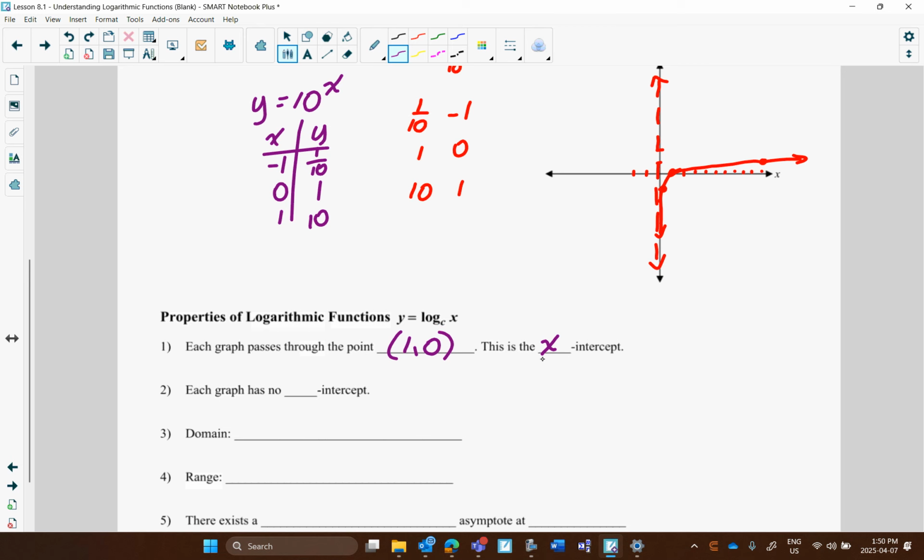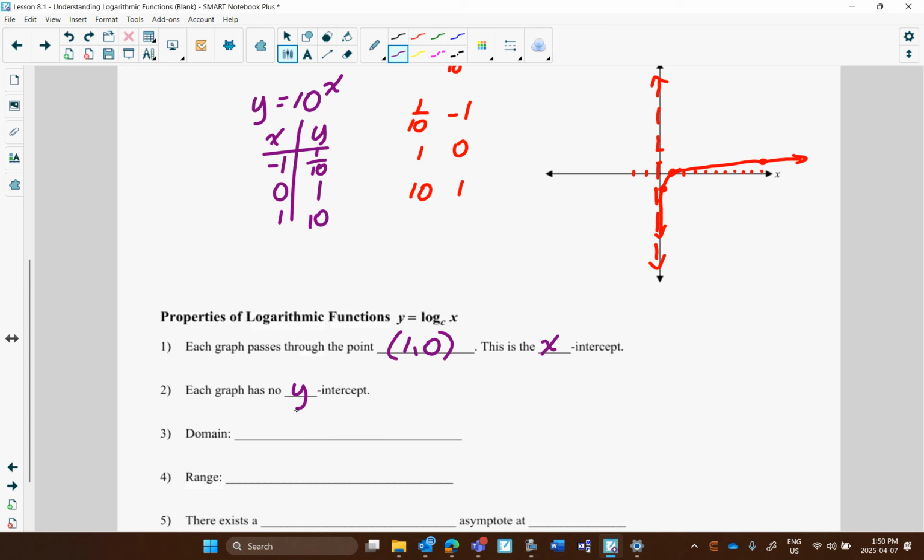Remember, the exponential one had an asymptote on the x-axis, so y never got to 0. So there was no x-intercept. Here, it's the reverse. There's no y-intercept.